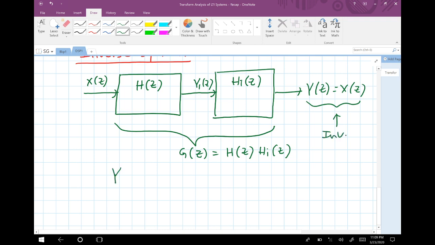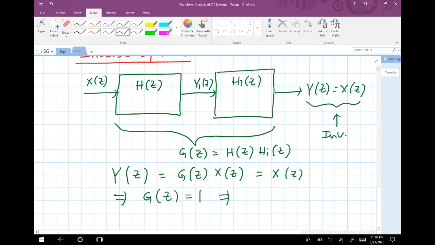So how can we express Y of Z in terms of the input? That's nothing but G of Z into X of Z. This has to be equivalent to X of Z if at all HI of Z represents an inverse system, which means G of Z must be equal to 1. That implies HI of Z is equal to 1 by H of Z. That's the inverse system.